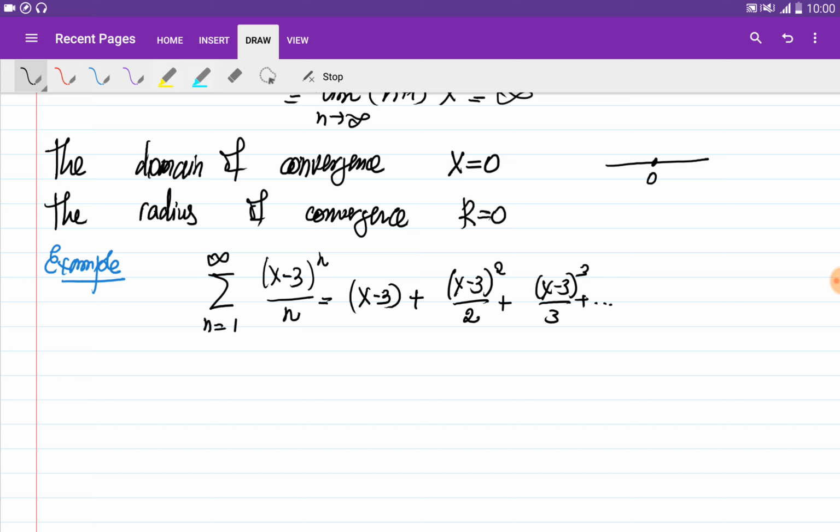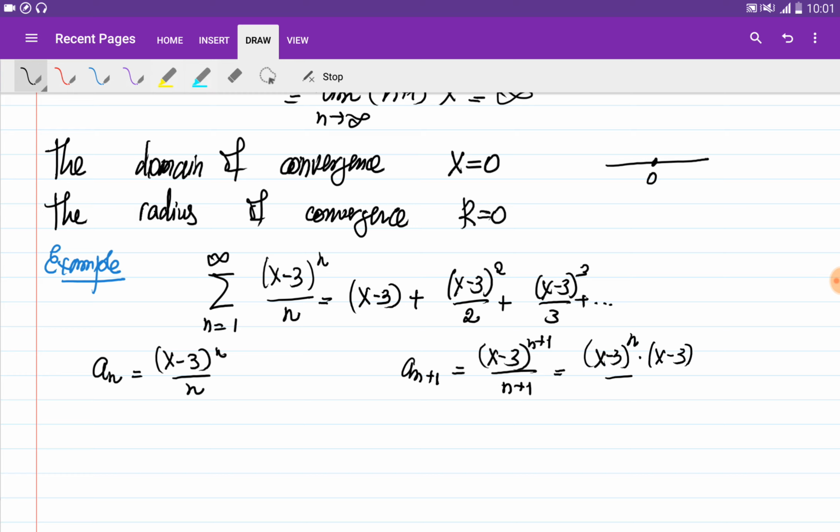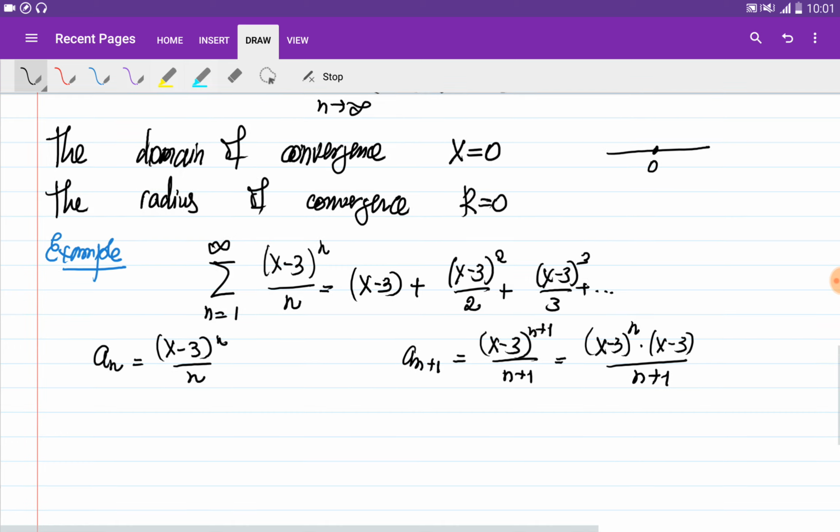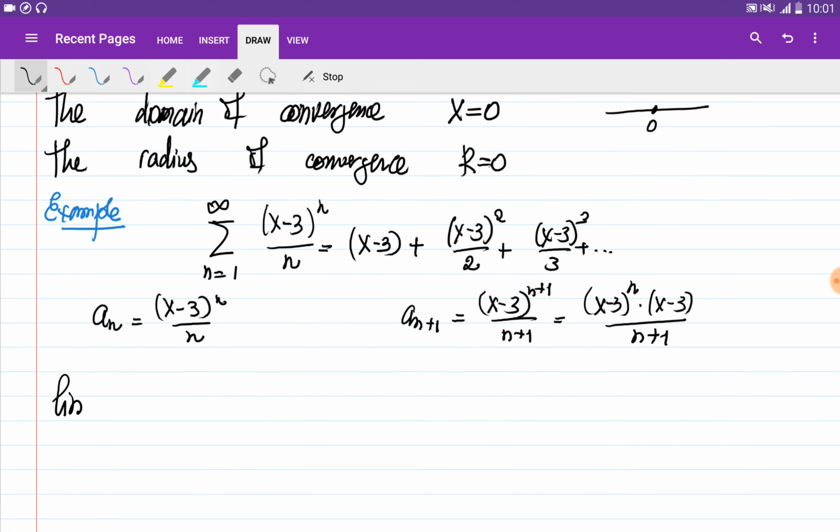So we are going to test the series for convergence by using the ratio test. a_n is going to be (x minus 3) to the power of n divided by n, and a_(n+1) is going to be (x minus 3) to the power of n+1 divided by n+1, right? So please note that we can write this in the form (x minus 3) to the power of n multiplied by (x minus 3) divided by n+1. Okay, so let us write down the ratio test. The ratio test tells me that I need to find the ratio of a_(n+1) to a_n in modulus and find its limit when n goes to infinity.